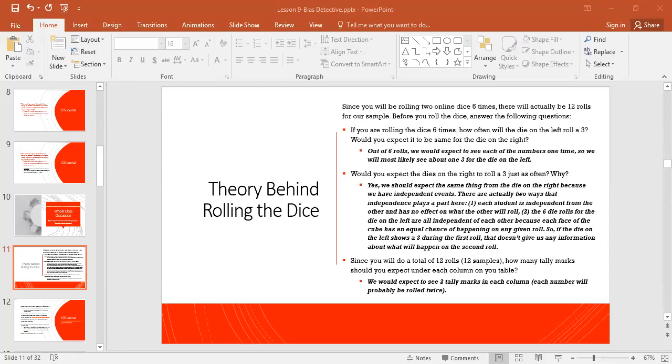Theoretically, ideally, if I do 6 rolls and I have a 6-sided die, I should get each number once. Okay. What if I did 12 rolls? How many times should I get each number? Okay, twice. Would you guys agree? Good. Yes. Hector, Zoe, right on. Okay. So Hector and Zoe agree completely.